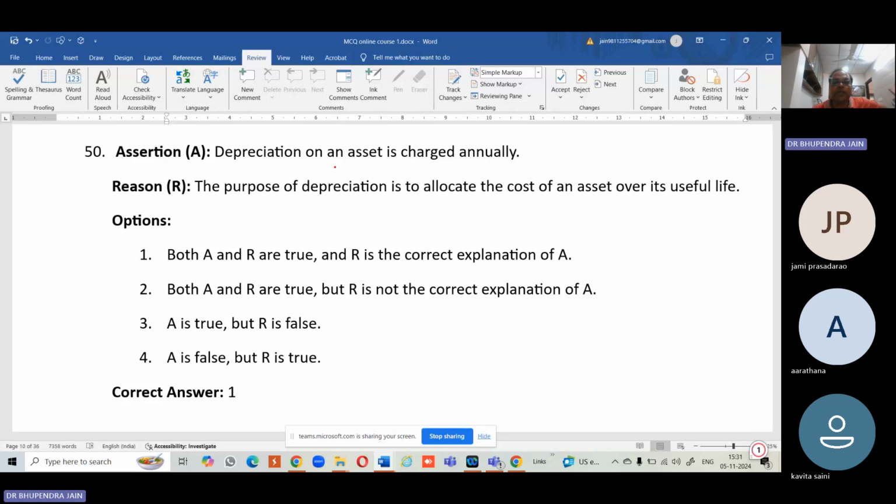Depreciation on an asset is charged annually. Yes. And the purpose of depreciation is to allocate the cost of an asset over its useful life. So this is also correct. So both A and R are true, and R is a correct explanation of A. So the correct answer is A.